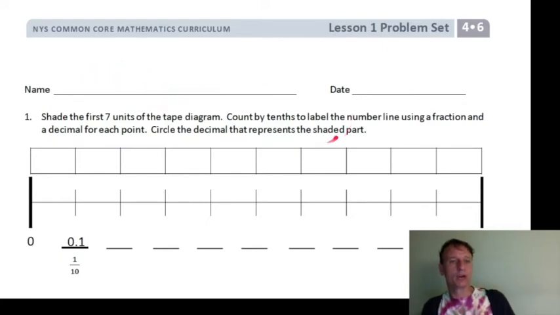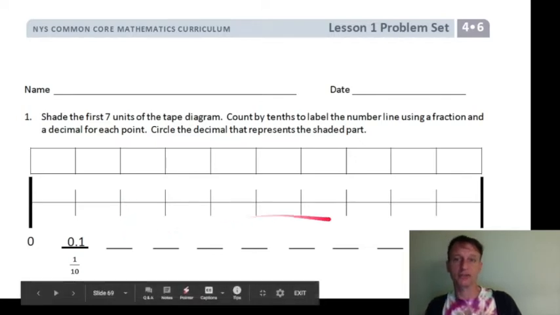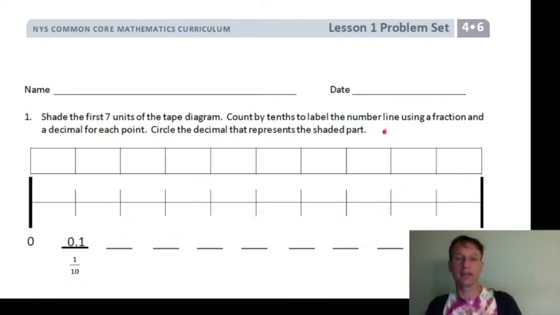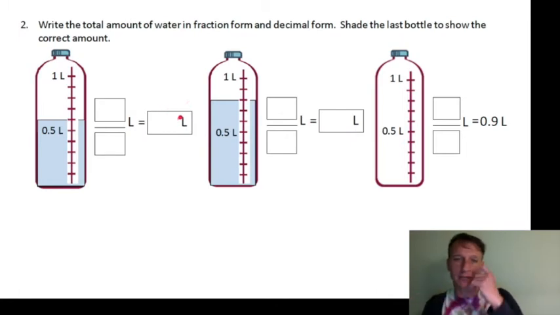Okay. So what you're doing here is what we did before with the tape diagram. And your instructions here are the first 7 units. So you're going to count 1, 2, 3, 4, 5, 6, 7 units. Label the whole number line, and then label both in decimal form on top and in fractional form on bottom, and then circle the one that represents the shaded part. Well, they already told you it's the first 7 units. Okay, all right. And now this is kind of neat, although the last one begs a little explanation.